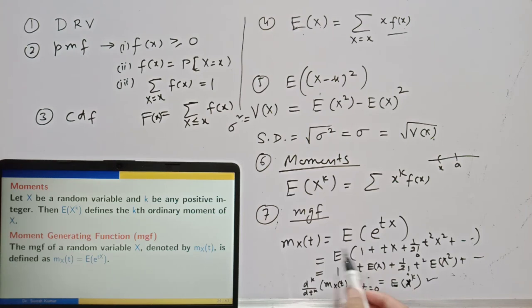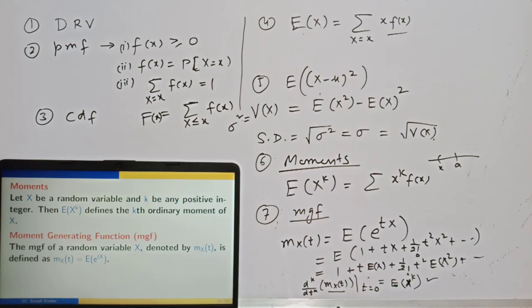You can check for the first one. If I differentiate it one time, what is left on the right side? 0 plus E[x] plus t times E[x square] and so on. All other terms are carrying t. If I put t equal to 0, I am left with E[x] only. So the first derivative at t equal to 0 gives the first moment. Correct? Likewise, you can check that the second derivative at t equal to 0 gives the second moment. So the moment generating function provides you all the moments. That's why it is called the moment generating function.